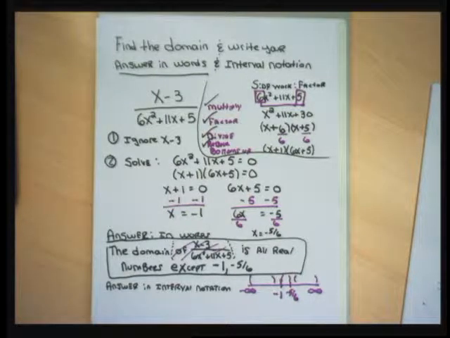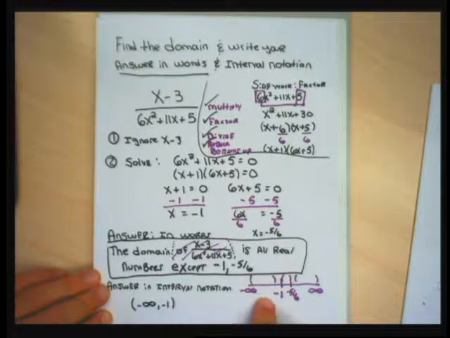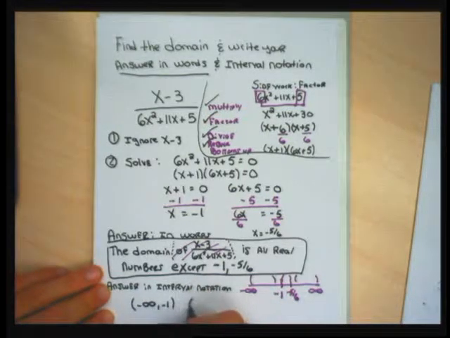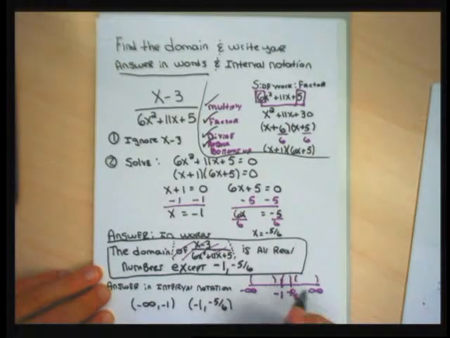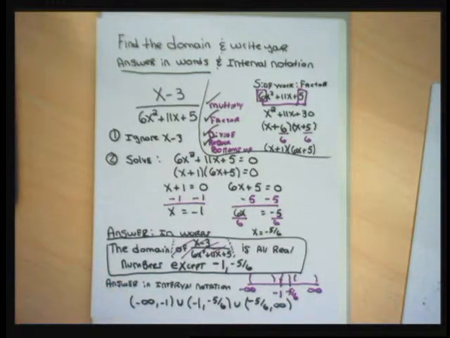I put some parentheses down and I create intervals. So the domain written in interval notation is going to have 3 intervals. The first interval is going to be from negative infinity to negative 1. The second interval is going to be from negative 1 to negative 5/6. And the third interval is going to be from negative 5/6 to positive infinity. Usually we put union symbols or use the word or between the intervals. And in some sense, that's as good as you need to do.